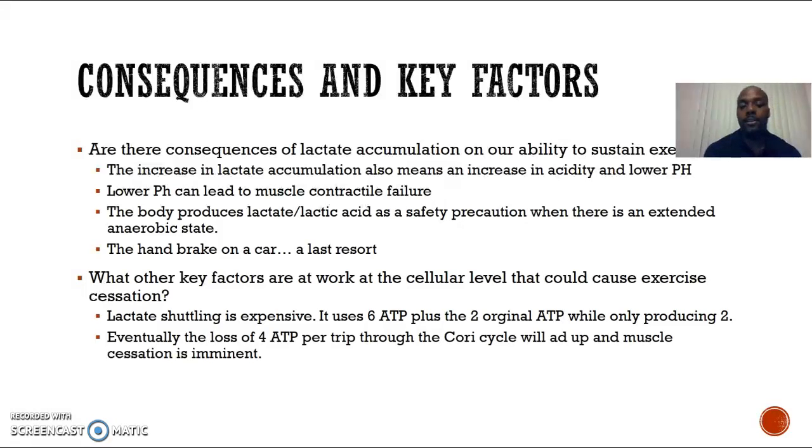What are the other key factors at work at the cellular level that could cause exercise cessation? Lactate shuttling is expensive. Like I mentioned before, it uses 6 ATP plus the 2 original ATP that created the lactate from the beginning, and the net production there is 2, but it uses 6, so we're losing 4 ATP every time we do that. Eventually, the loss of 4 ATP per trip through the Cori cycle will add up, and muscle cessation is imminent. It's bound to happen.